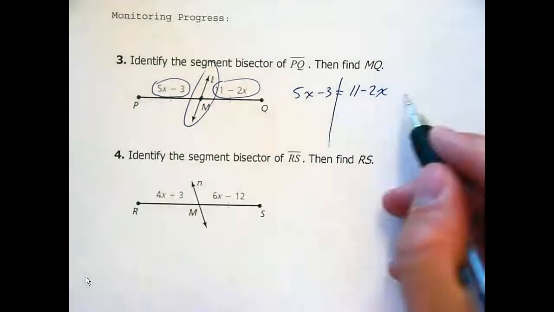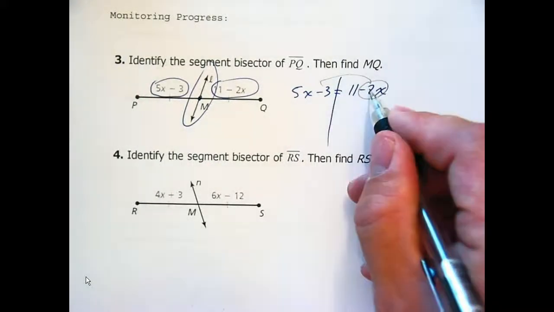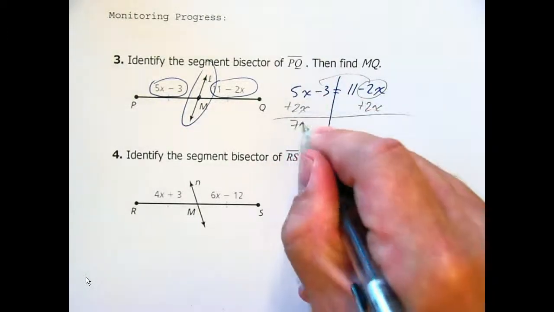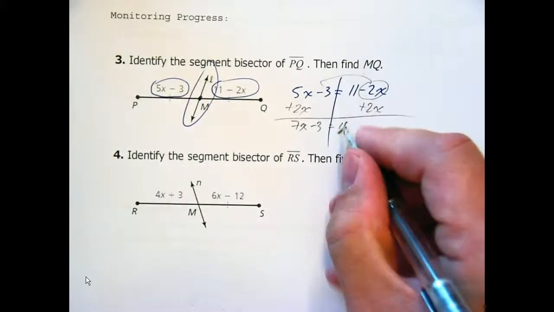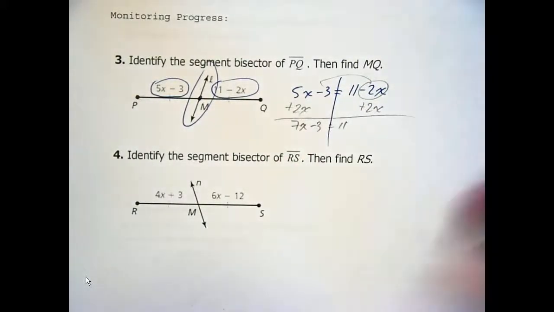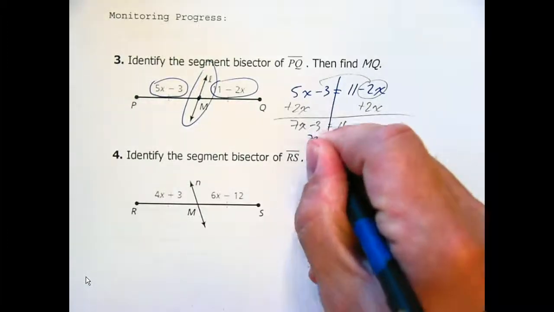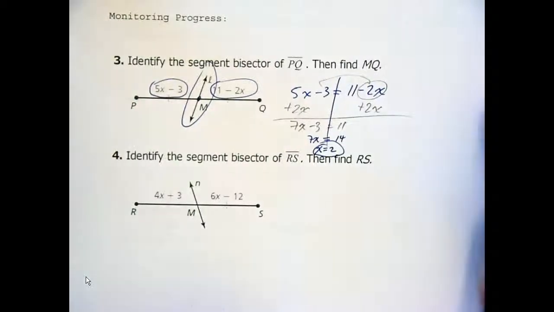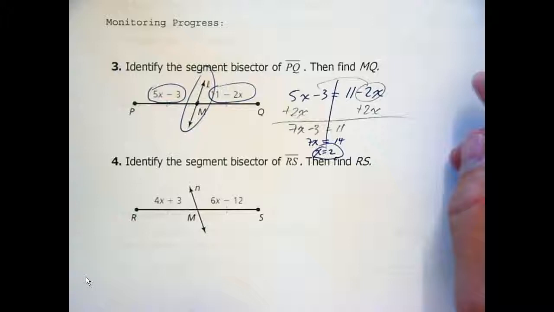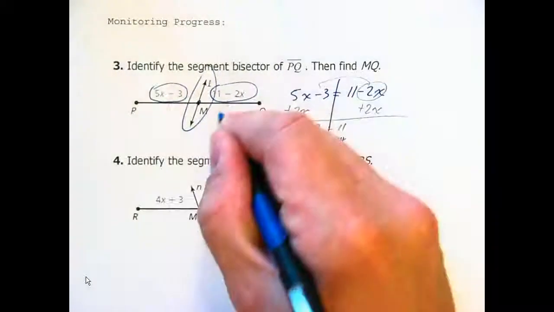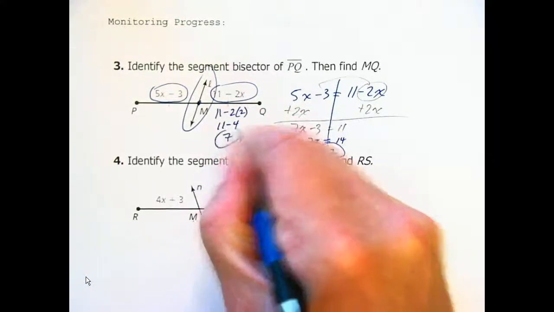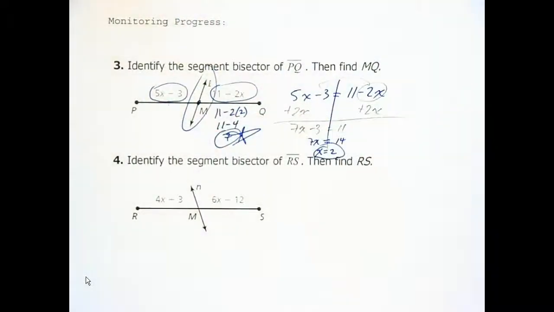Collect variables on the same side. We got to move this over to there. That means we add 2x. So 7x minus 3 equals 11. And then we add 3 to both sides. So we get 7x equals 14. And then divide by 7, x equals 2. Did we find MQ? No, we found x. How do we find MQ? Plug it in right here. 11 minus 2 times 2, or 11 minus 4, which is 7. All right. That is our solution. Any questions there?